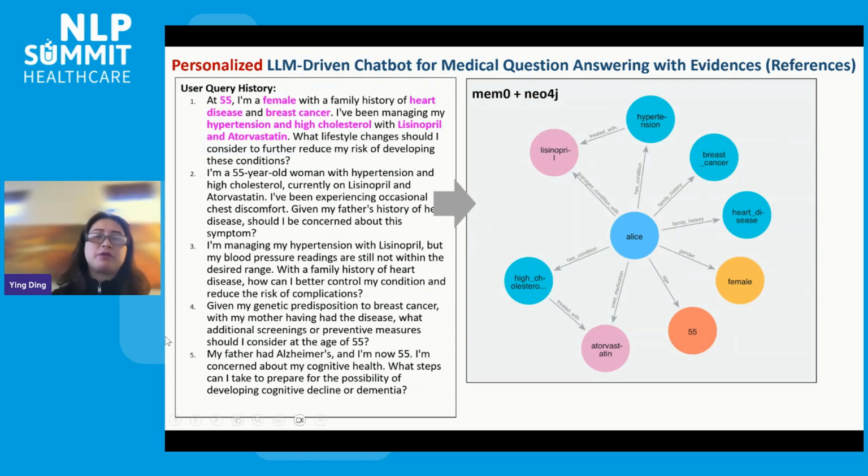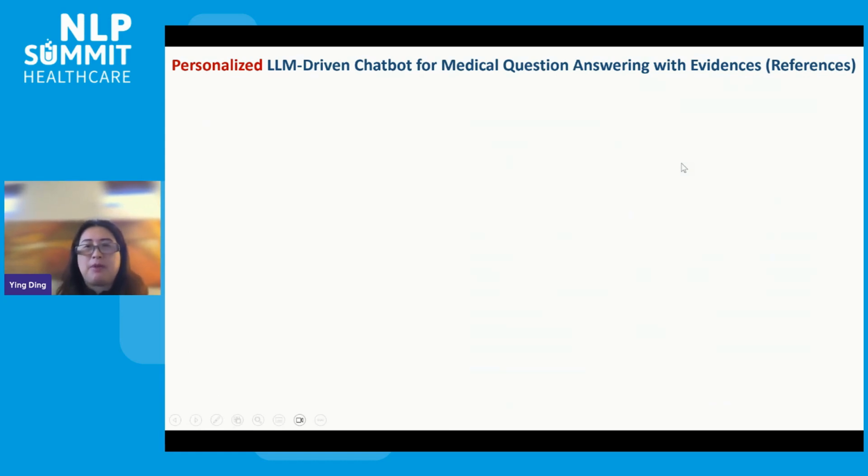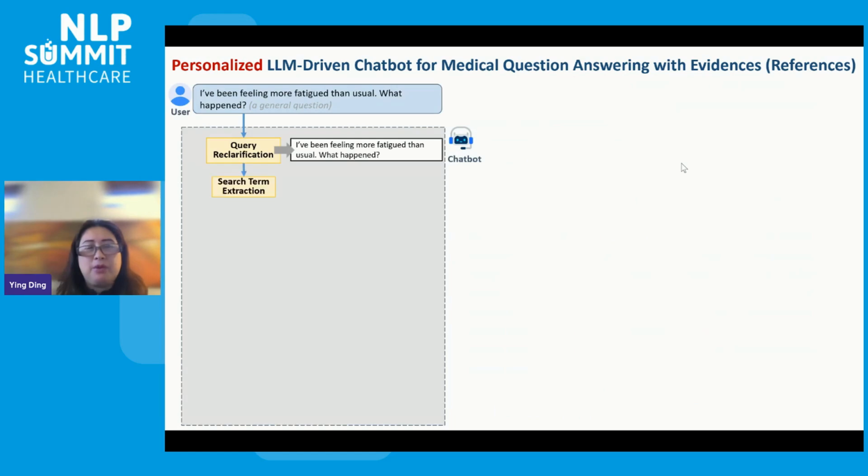Suppose we have a different question. So a doctor has a question about this specific patient. This 50-year-old female has heart disease and breast cancer, and has some high cholesterol and is taking some medications. And she has a prior history that the father has Alzheimer's disease, and mom had breast cancer before. So we create this patient history into the memory graph, and we use Mem0 to efficiently manage this memory graph, and to be able to provide more specific answers.